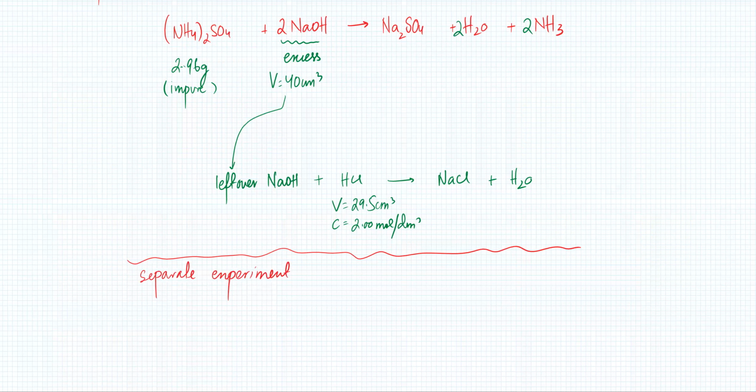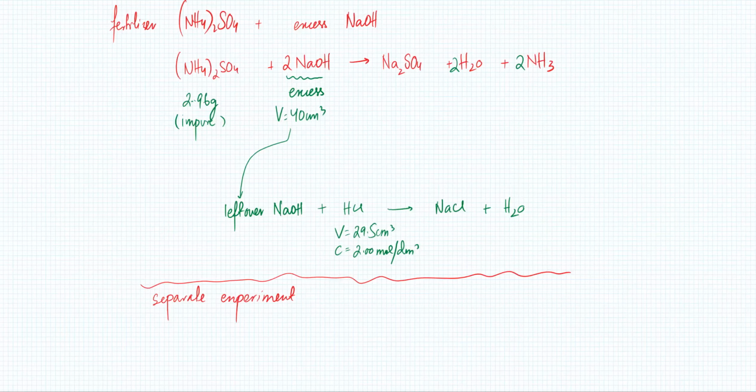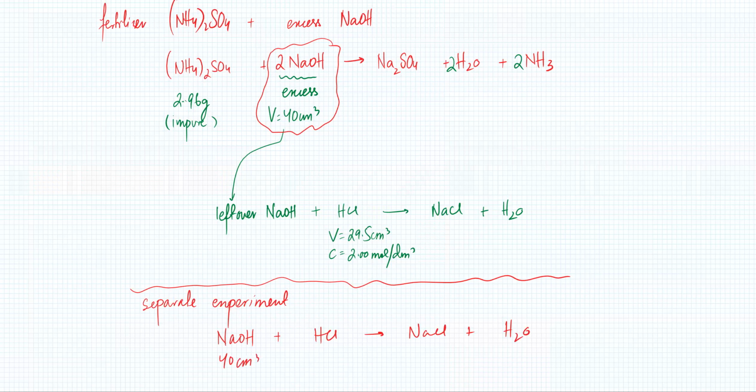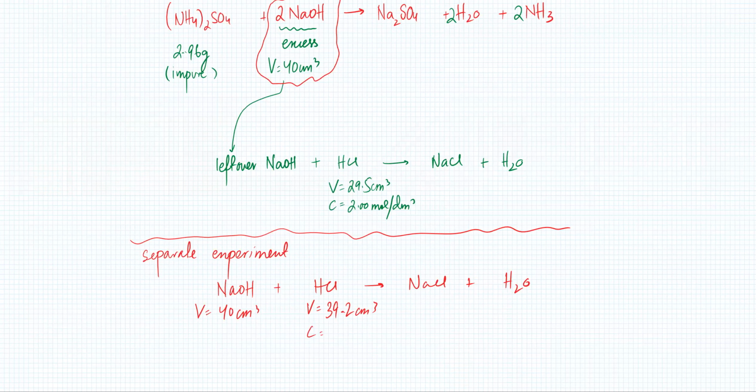And we're going to make the equation for the separate experiment. So in this separate experiment, the original NaOH, 40 cm cube of it, was reacted with HCl again. Now this experiment has nothing to do with the first experiment. And it reacts with NaCl to produce water. The volume used was 40 cm cube. That's what they told us. And the volume used for HCl was 39.2 cm cube, and I think the concentration that they used was 2 mole per dm cube.